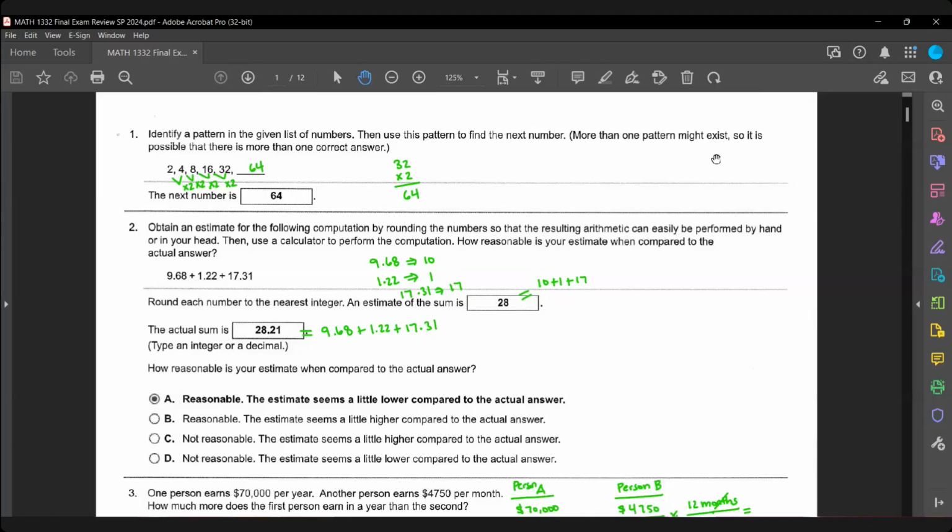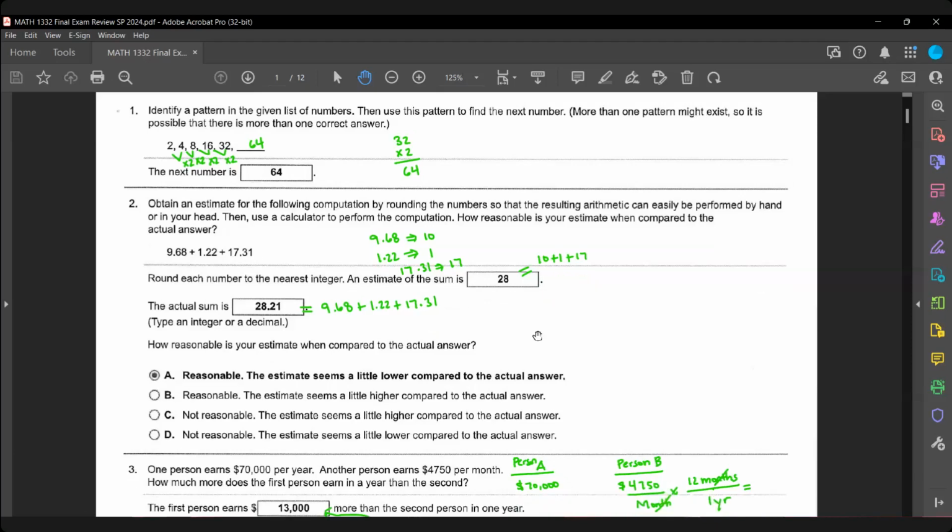In example number one, it seems like we need to identify the pattern and find the next term, or whatever term is missing. I noticed that from 2, 4, 8, 16, and 32, to get the next number we were always multiplying by 2. So I took the number 32, multiplied it by 2, and that's where I got 64.